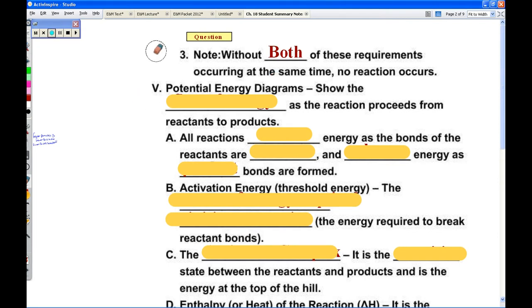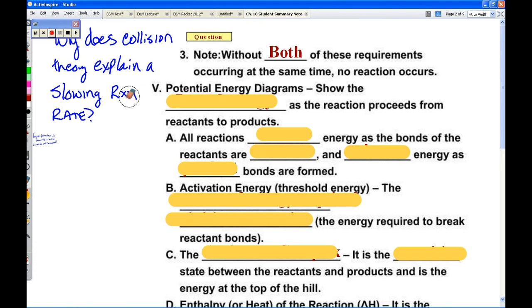Okay, so here's the question I want you guys to answer. Why does collision theory explain a slowing down reaction rate? And I want you to write that on the side. Your answer to this. Why does collision theory explain a slowing reaction rate?